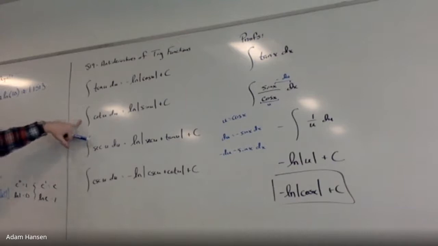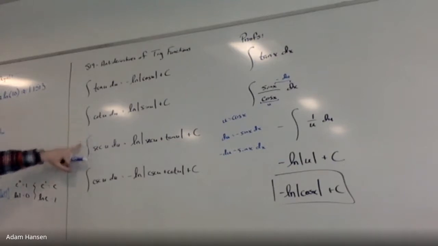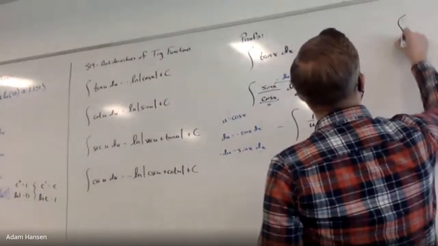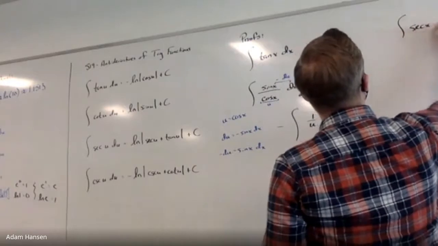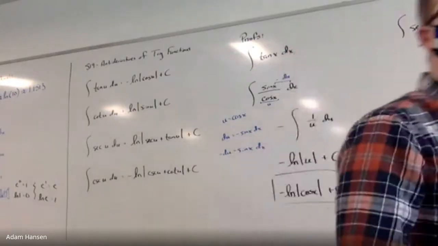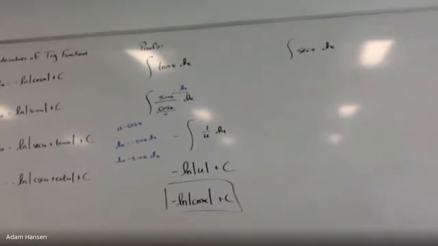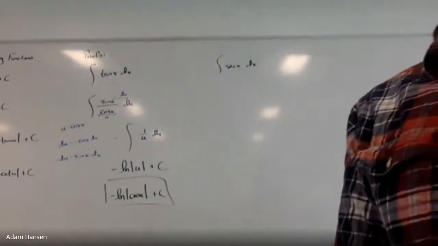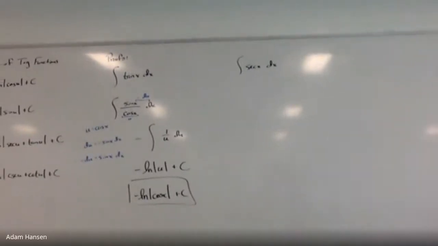Cotangent is proved very similarly, so I'm not going to work on that one. Let's try the antiderivative of secant u du. So let's prove, using rational functions and u substitution, that the antiderivative of secant x dx is ln of secant x plus tangent x plus c. These are just good practice because they help you review some of your fundamental trig identities and work on rational antiderivatives.